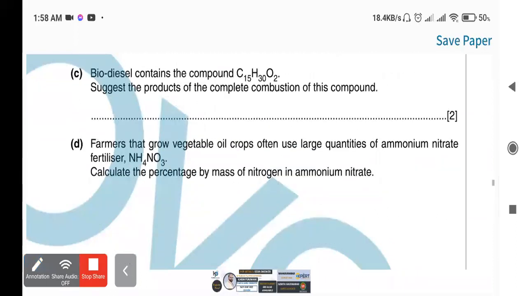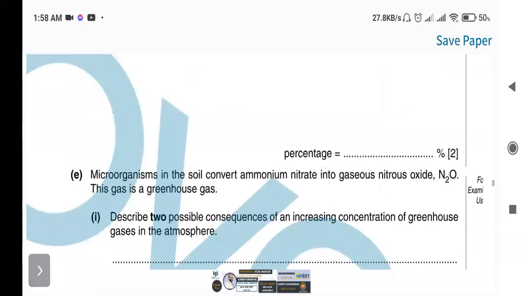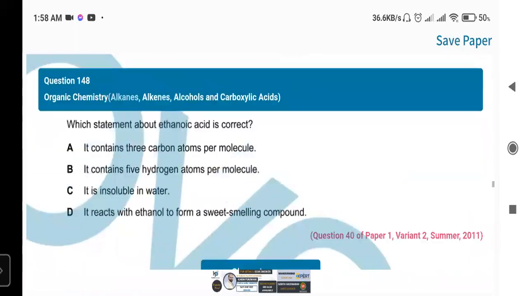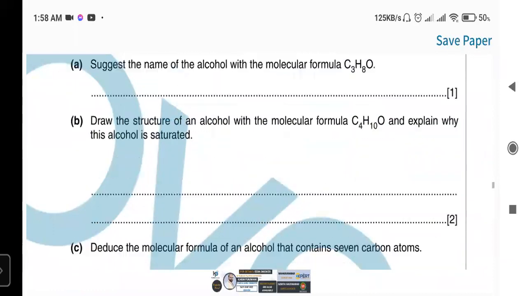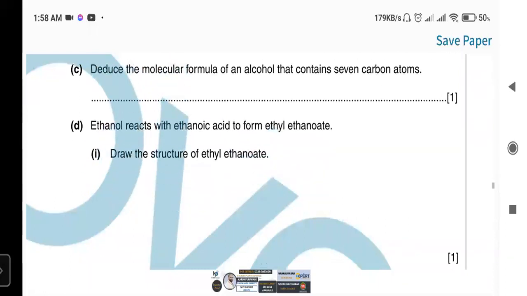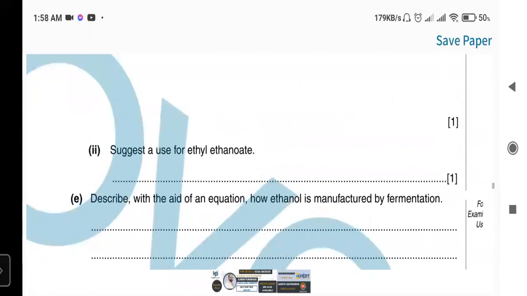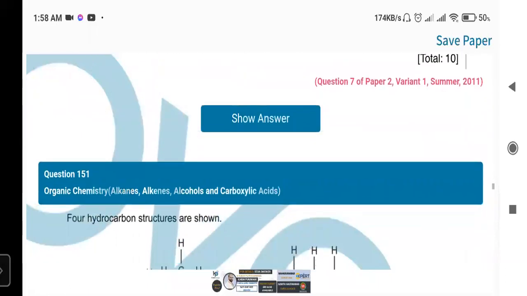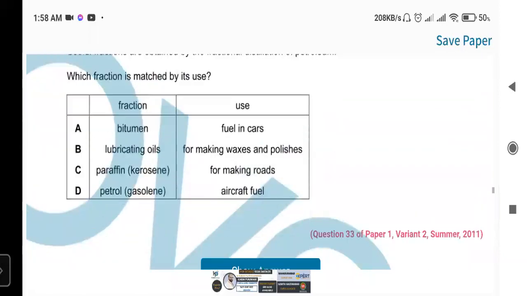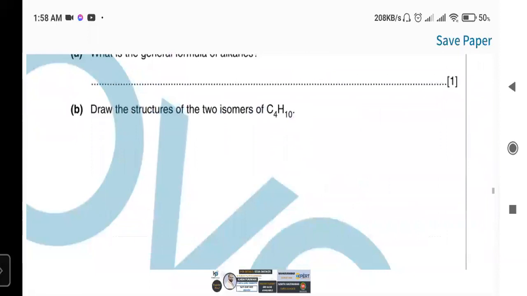Okay, complete combustion. The products, carbon dioxide and water. It's easy. Greenhouse gases, you already know. Okay, MCQs. Same type of question. Again, ethyl ethanoate. Fermentation. See, the questions are repeated from the same facts again and again.